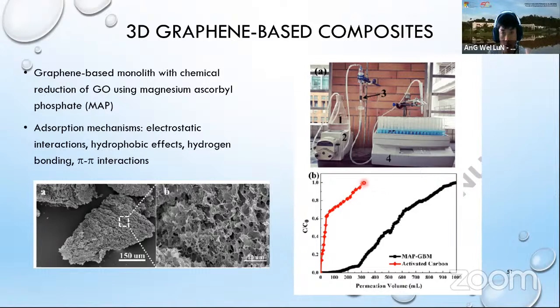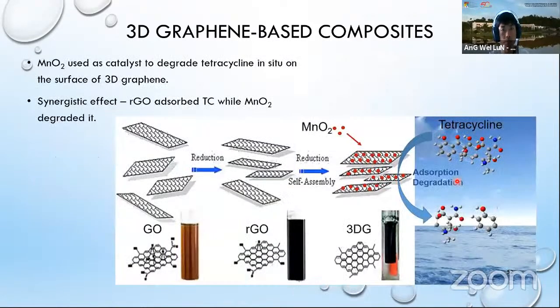Okay, imagine that if you're using activated carbon, you have to regenerate it or replace it every 350 ml. But in this case, if you use this, you can extend the operating time. Okay, after you filter 1 liter, then you just need to replace it or regenerate it.